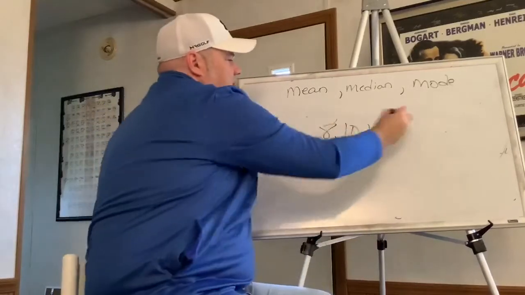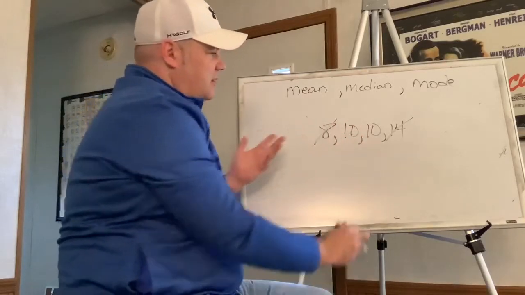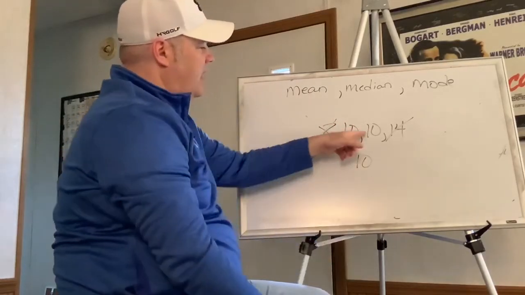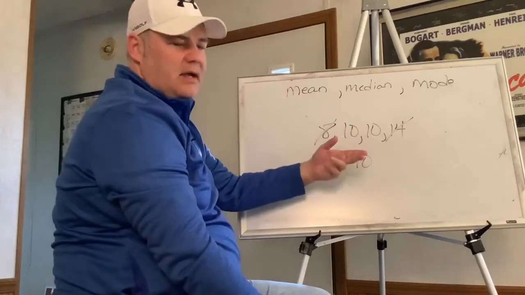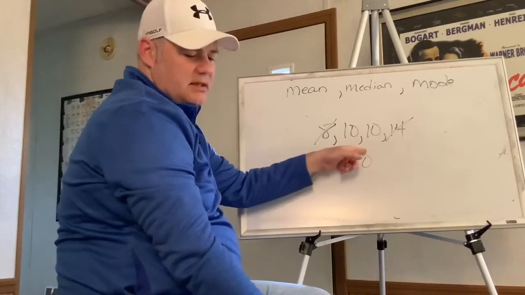Okay, it's not the two outside numbers. It's the average of these two. Well, if they're the same number, the average is going to be the same as the number. Because if you add these two, you get 20, divided by 2, it's going to be the same number. It's going to be the 10 again. So 10 is your median in this case.